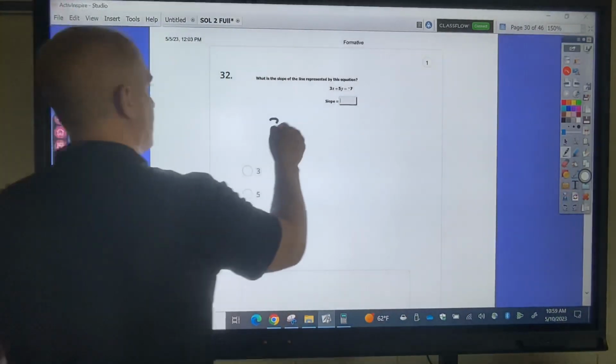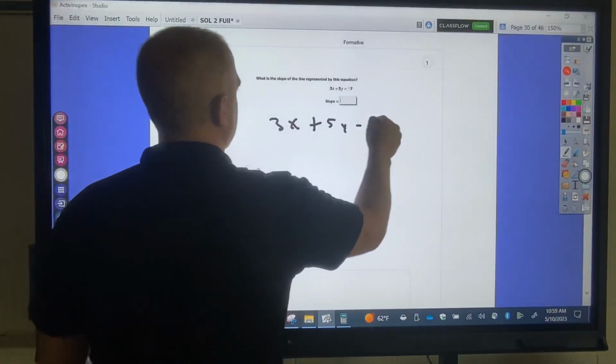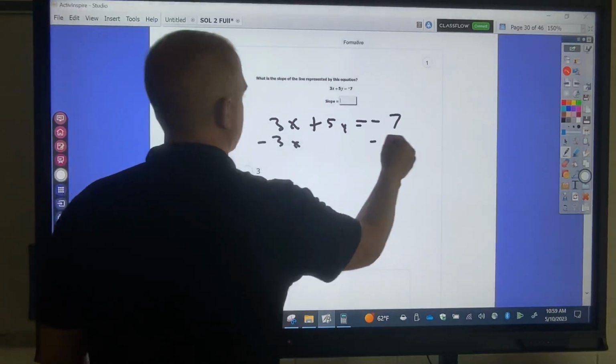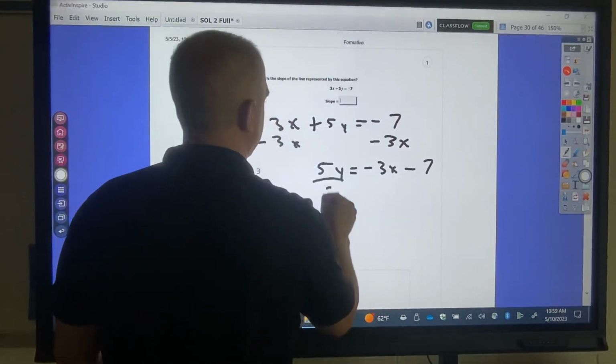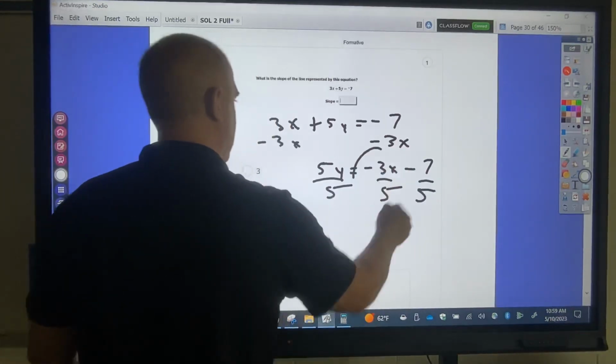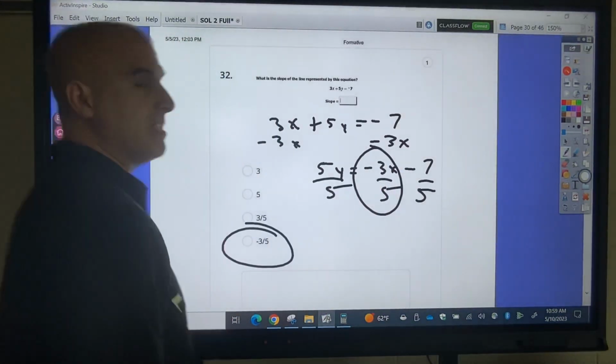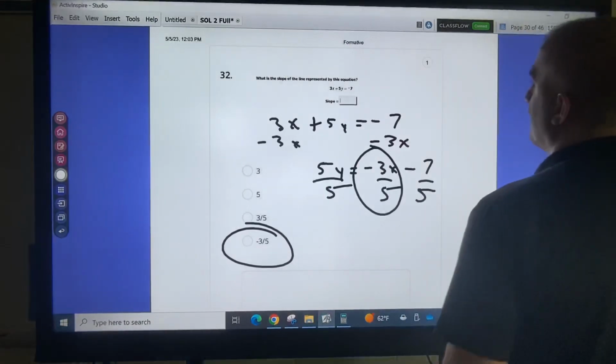32, I would want to subtract 3x. That's 5y equals negative 3x minus 7. Divide by 5. That negative 3/5 would be the slope. Okay?